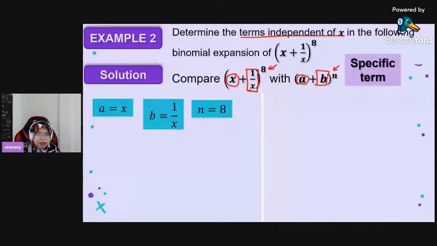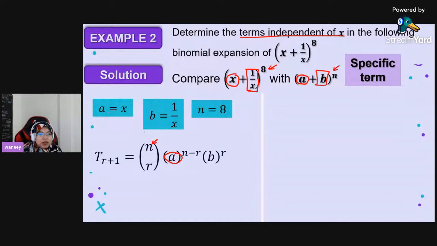Is that you are going to use the formula for T R plus 1. Okay, so T R plus 1, nCr, a to the power of n minus r, b to the power of r. So this is the formula for the specific term. What do we do next is that we are going to substitute the value of n with 8 over here, and then we are going to substitute the value of a with x over here, and then n again with 8, and then substitute the value of b with 1 over x. So substitute everything first.